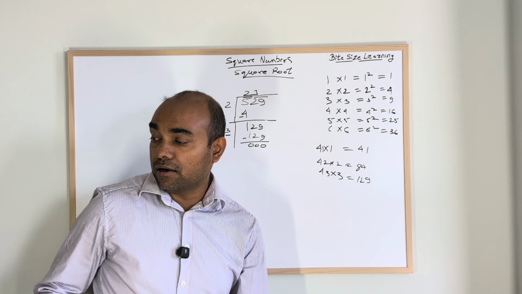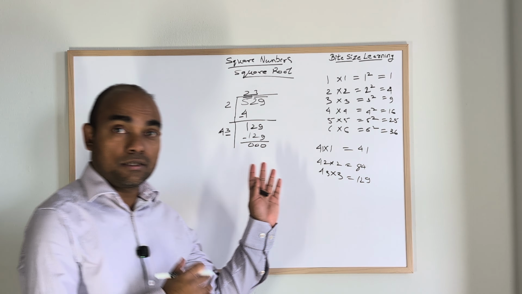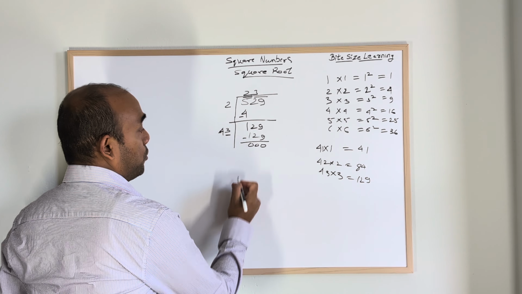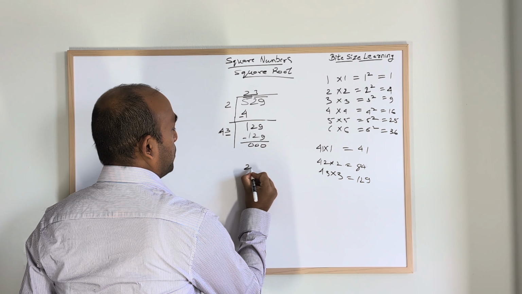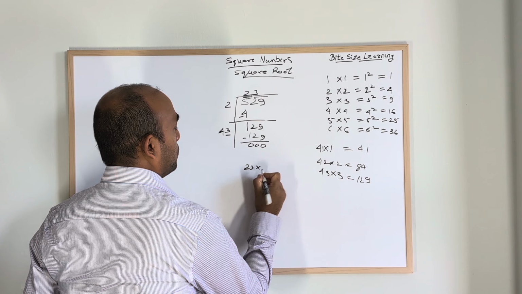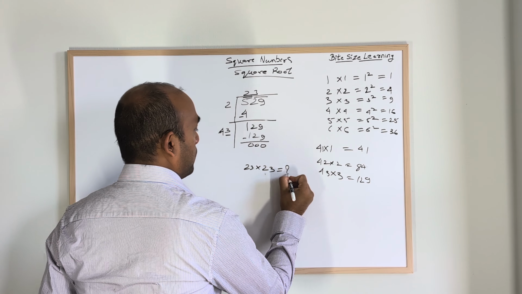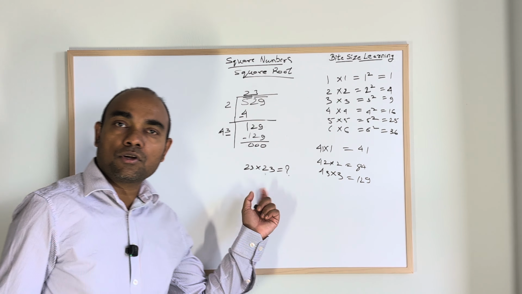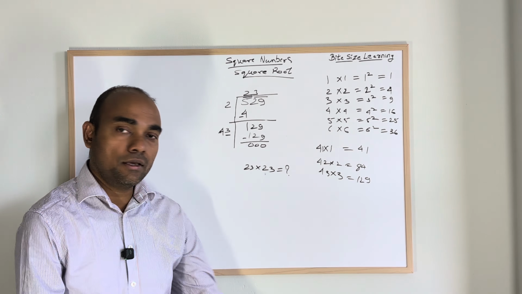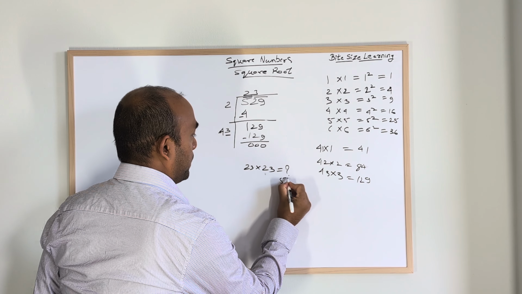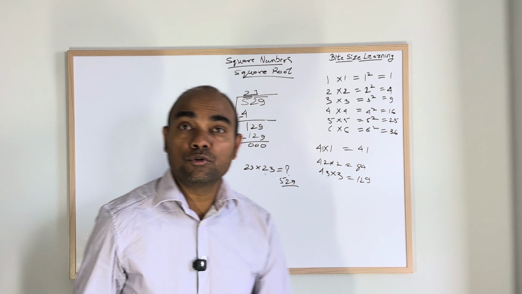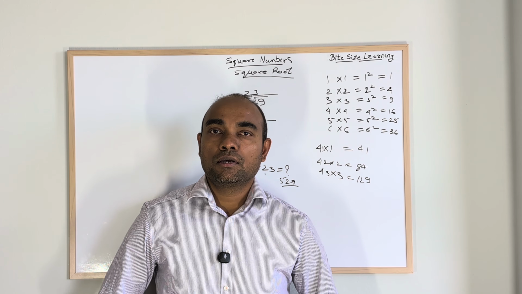How do you verify whether this answer is correct or not? Do a multiplication of 23 times 23. The answer you will get is 529. So this is how you find the square root of a number using the division method.